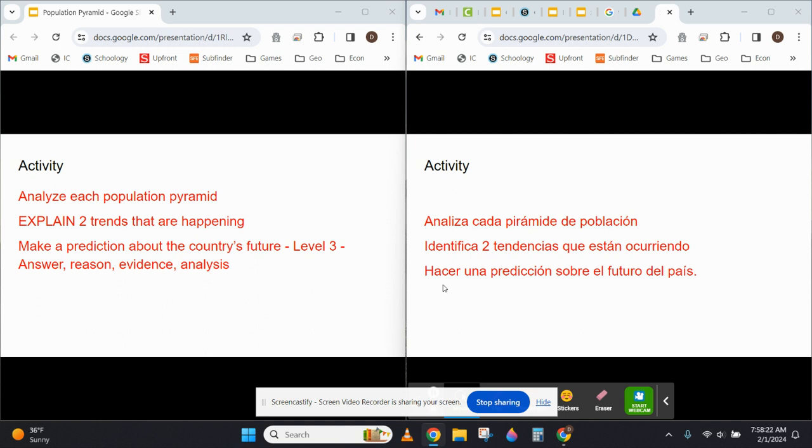This is a level 3 prediction. So I'm looking for your answer, which is your prediction and why you think it, evidence from the population pyramid, and then analysis. Why is that stuff important? Why is the reason you picked going to lead to the future you predicted?